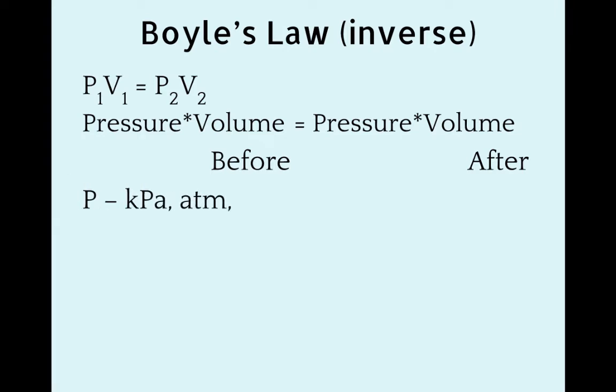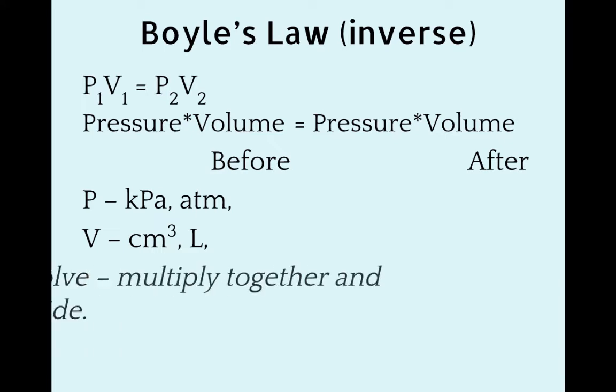Pressure is measured in actually three things. kPa is kilopascals, and atm, and sometimes you'll see mmHg, that's a millimeter of mercury. But for the most part, we're going to look at kPa and atm. V is volume, measured in centimeters cubed and liters.